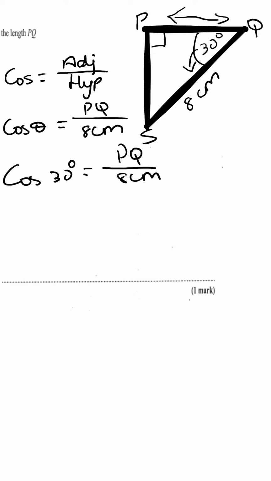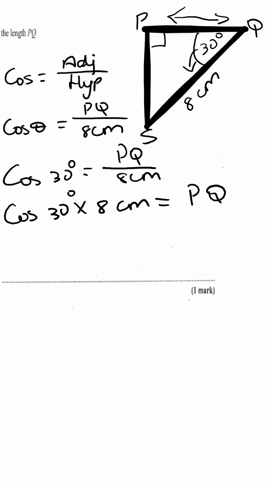Again, we're going to take the 8 centimeters and bring it over the equal sign. So now we have cos 30 degrees. It was divided on the right side of the equal sign, so now it will be multiplied on the left side of the equal sign, multiplied by 8 centimeters, equal to PQ.